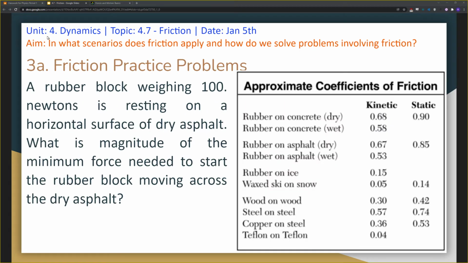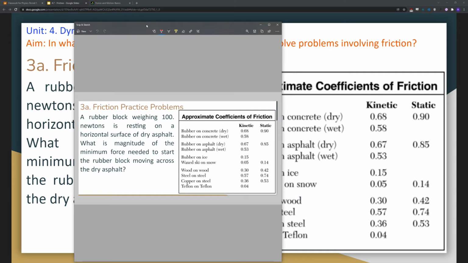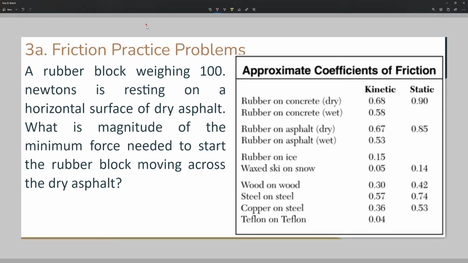So let's do the final part of this video. We're gonna do a practice question. So you have a rubber block weighing 100 newtons. Well, weighing 100 newtons, that's gonna be your force due to gravity, right? This is your weight. Your force due to gravity is your weight. So Fg is equal to 100 newtons.